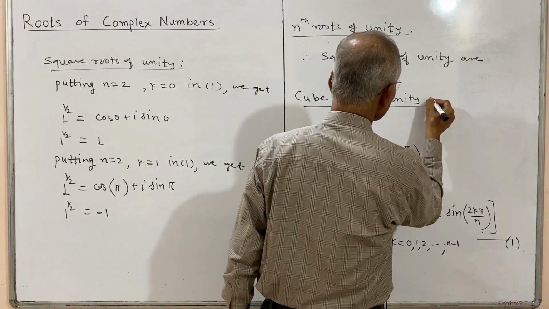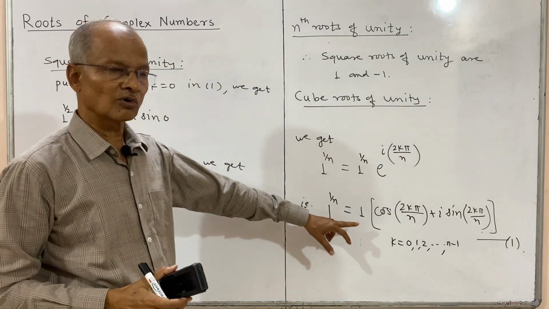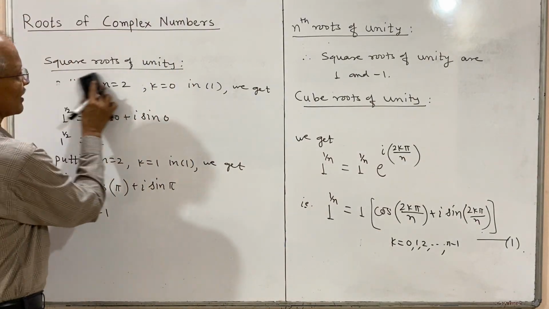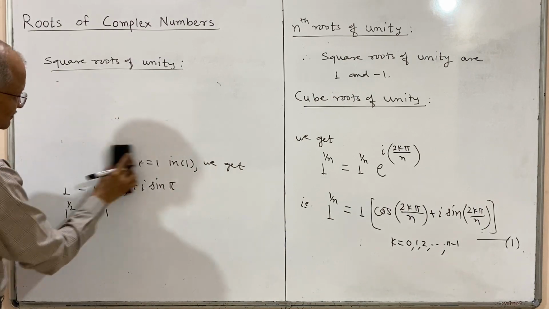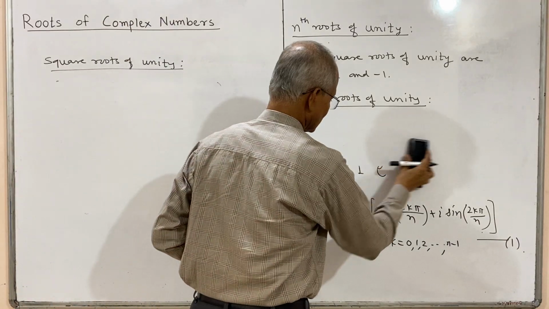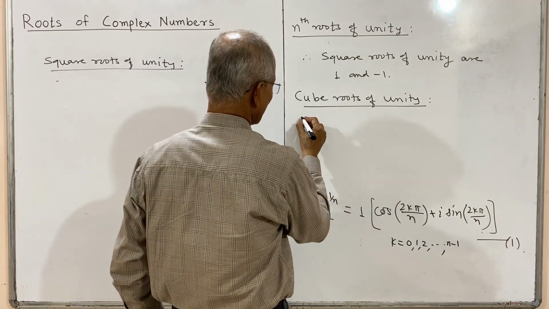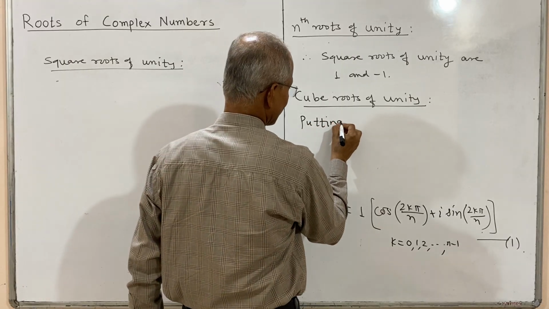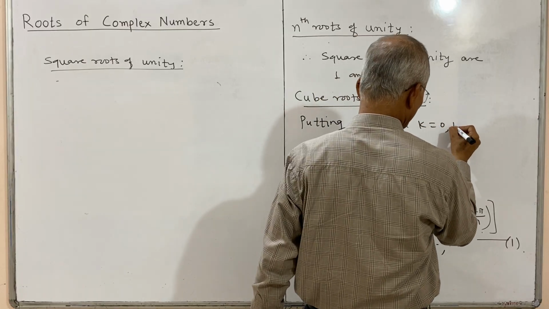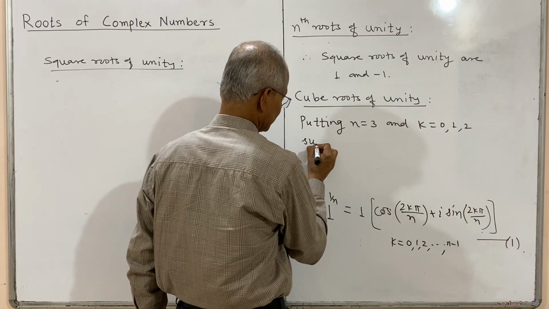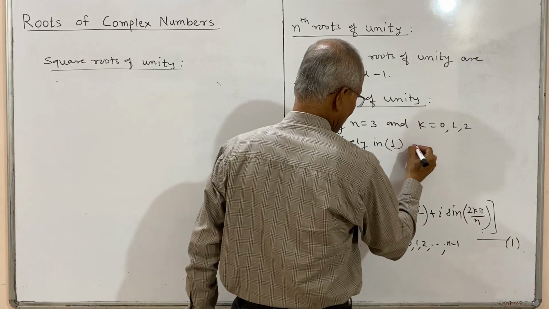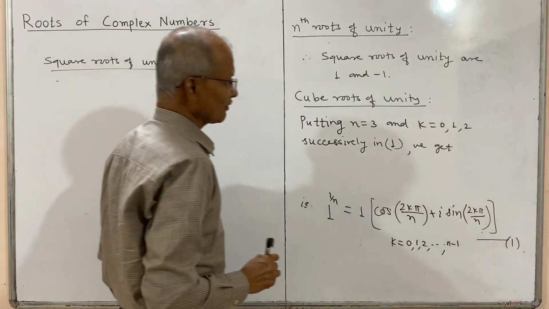Now cube roots of unity. To get the cube roots of unity, what we have to do is put n is equal to 3 and k is equal to 0, 1, 2 successively in 1, and we get the cube roots of unity.